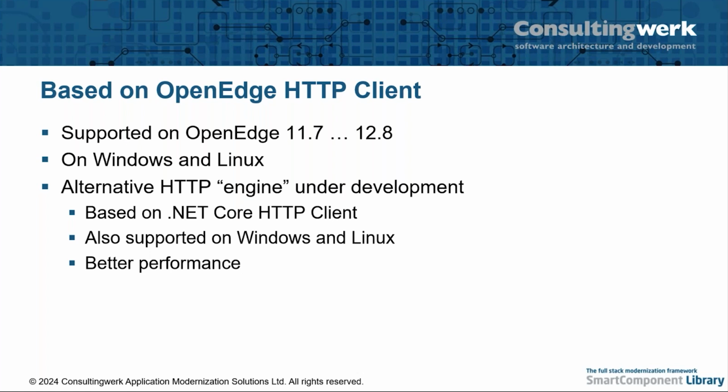12.8 generally supports .NET Core on Linux, but that doesn't automatically mean that every Linux server has .NET Core installed. And maybe not every Linux sysadmin wants to install .NET Core, so we're going to keep the option to use the ABL HTTP client because, well, where we are, OpenEdge has to be already. So that's a no-brainer.